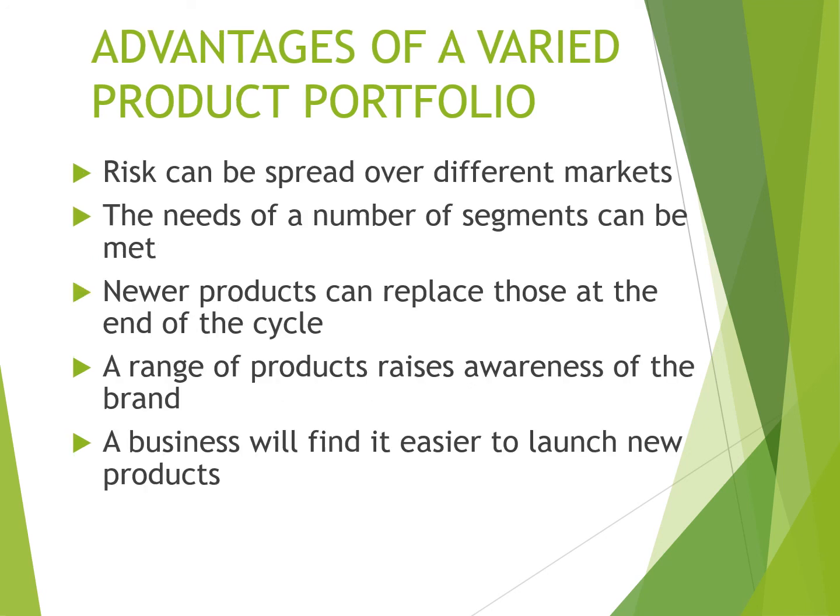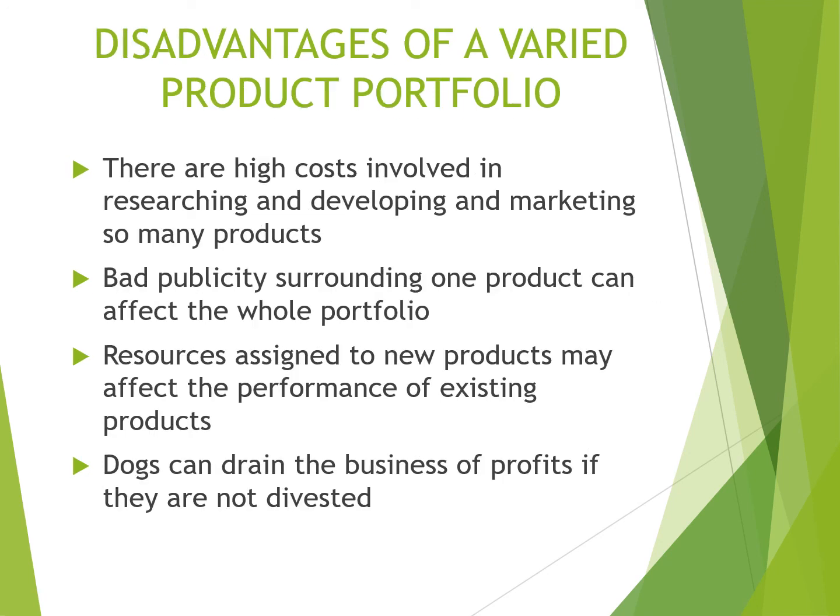The risk can be spread over different markets. If you have a range of products, you can spread your risk. The needs of a number of market segments can be met with the varying range of products you've got. Newer products can replace those at the end of the cycle, so you can always have products coming in as others are leaving. A range of products raises awareness of your brand, as we talked about with Heinz, etc. And your business, as we've said before, will find it easier to launch new products if they have this varied product portfolio. There are, however, disadvantages as always.